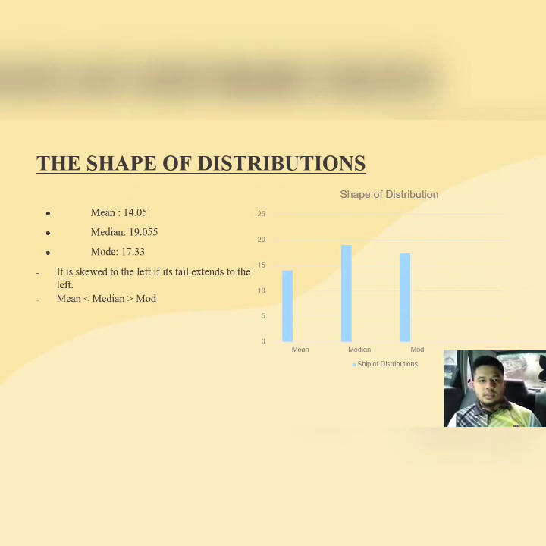Okay, and about the shape of distribution, we just need the values of mean, median, and mode to create the graph of the shape of distribution. It is skewed to the left if its tail extends to the left. We can refer to the graph after we find the values of mean, median, and mode.